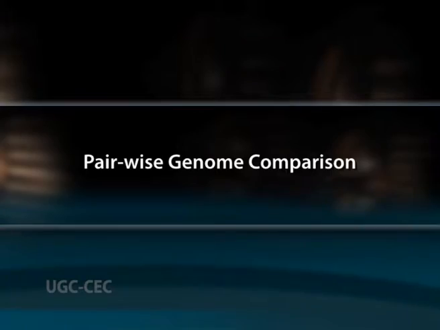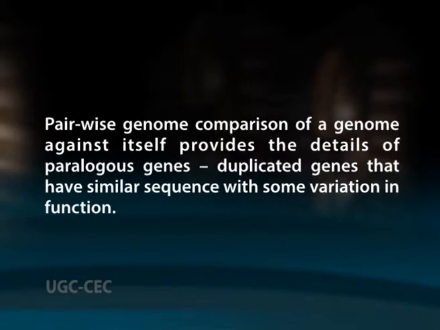Pairwise genome comparison. After the identification of gene functions, a natural step is to perform pairwise genome comparisons. Pairwise genome comparison of a genome against itself provides the details of paralogous genes, that is, duplicated genes that have similar sequence with some variation in function.